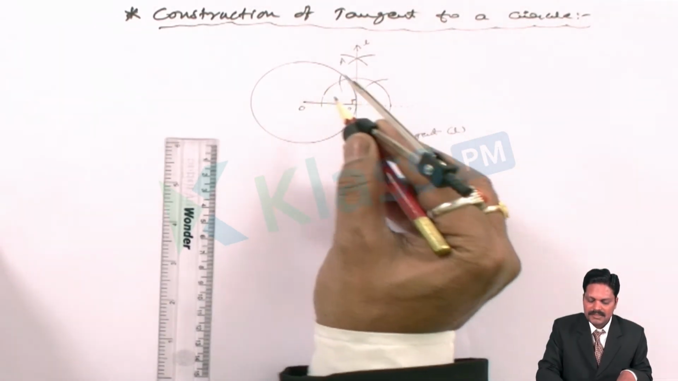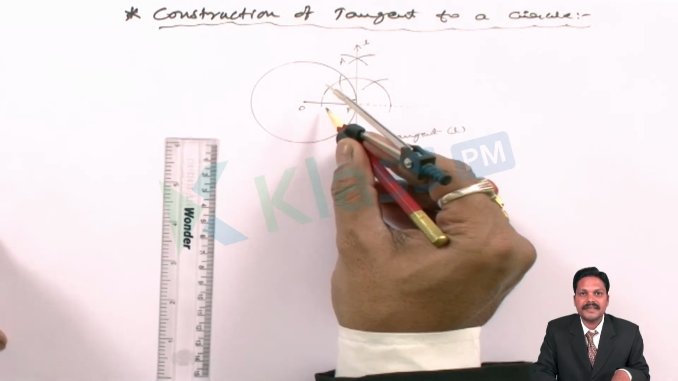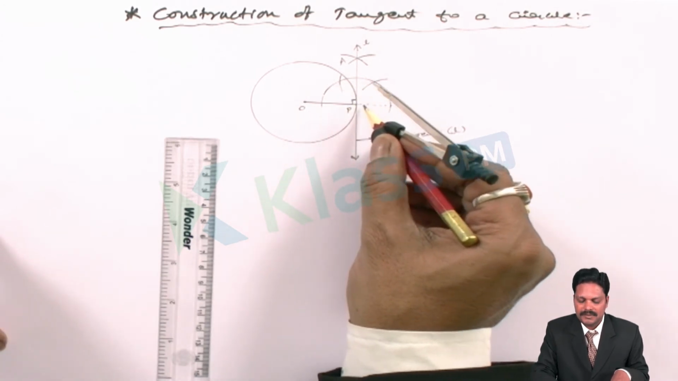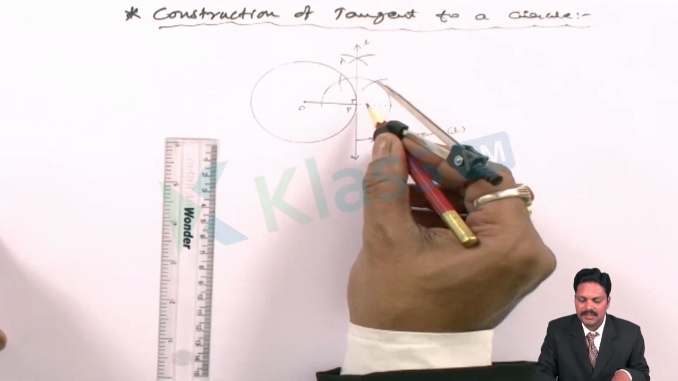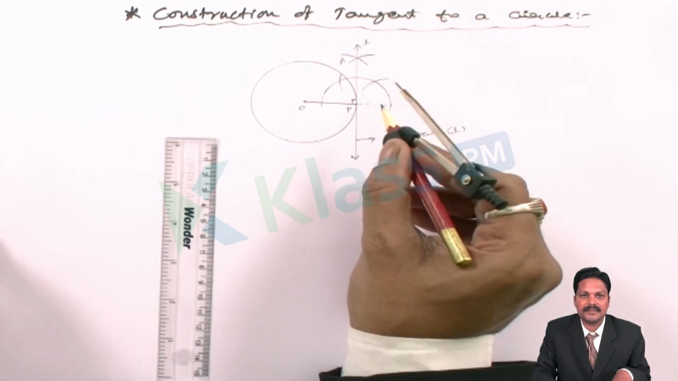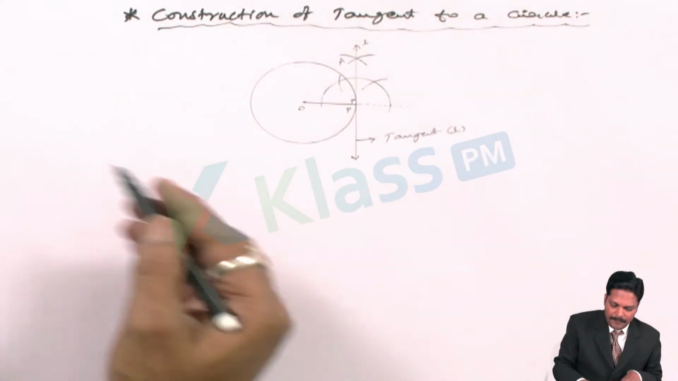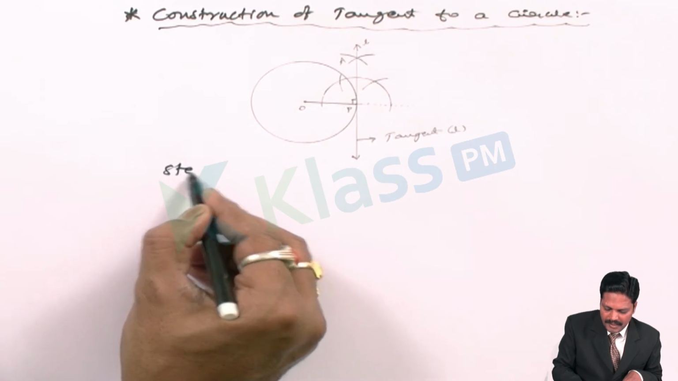So this is the condition we have: the radius should be perpendicular to the tangent. Then only it is right and perfect. Then I am giving some steps. How should we write the steps?